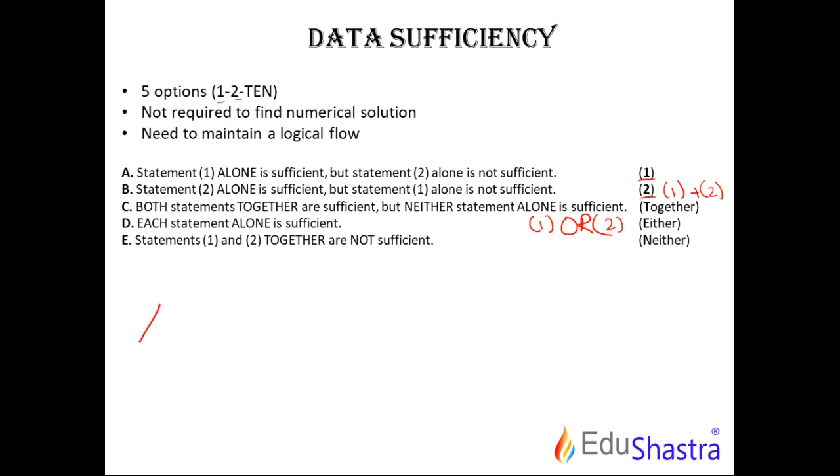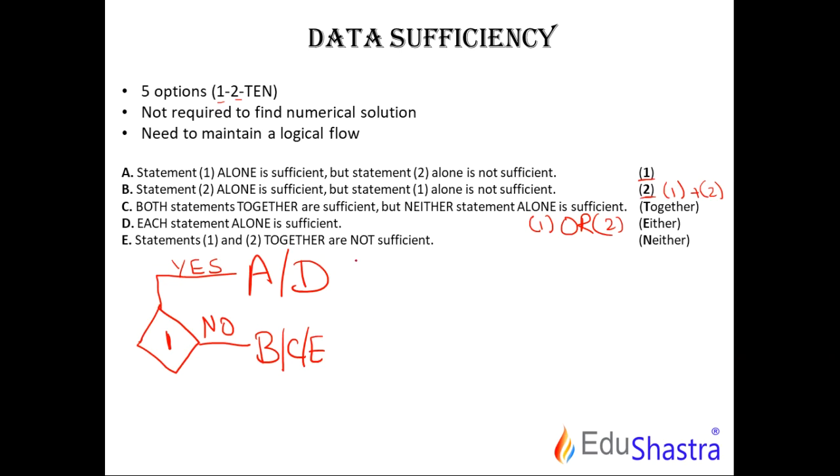So you begin by analyzing statement 1 alone. So this is your decision box. You can either say yes or a no, which means yes, your problem can be solved, it is sufficient, or no. There are different possibilities from here on. If your statement 1 alone is sufficient, your final answer can either be option A or option D from here. And for a no, it can be either a B or a C or a E. So we will very quickly see how to further drill down.